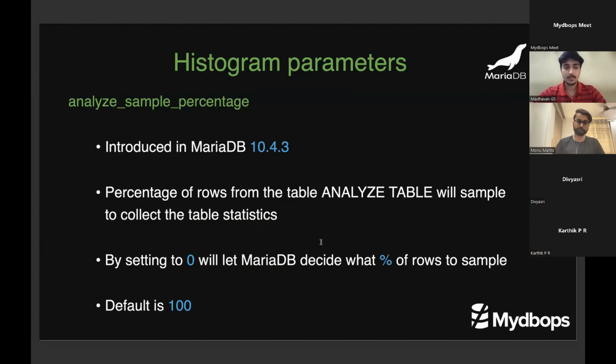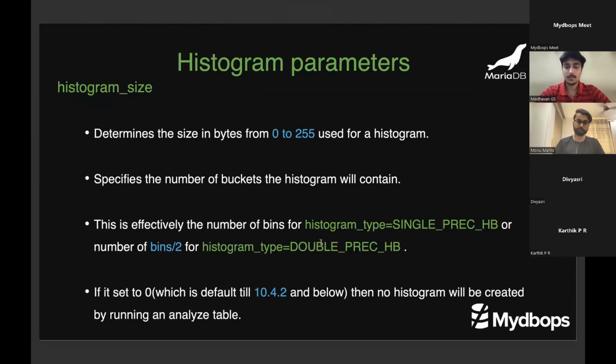But that is not good, because if you have a large table, accumulating everything in the table statistics may slow down the performance for that table. So we should set it to 0. In that case, MariaDB will decide automatically what percentage of rows it has to sample to frame the table statistics.